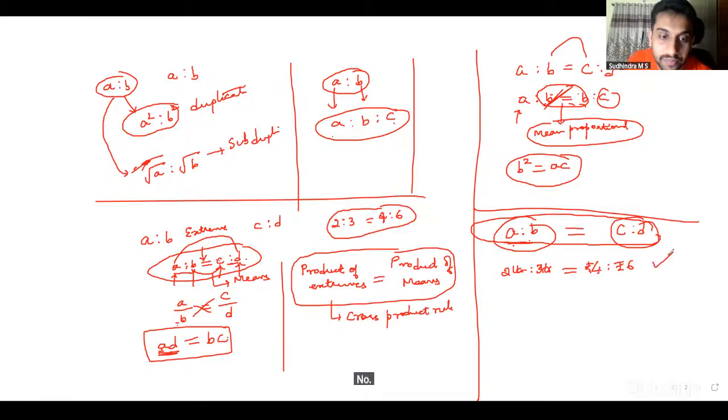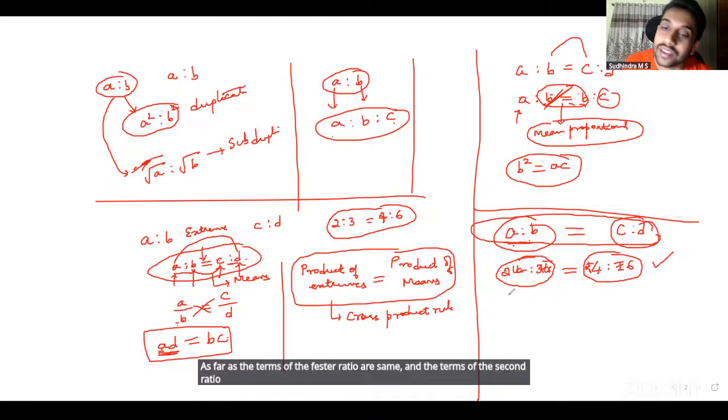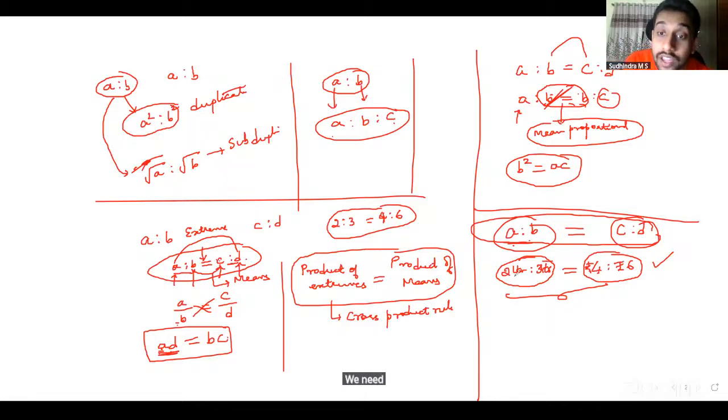We can have. As far as the terms of the first ratio are the same and the terms of the second ratio are the same, the proportion holds good. We need not have all the terms of the proportion to be the same. Are we understanding? Everyone following? Yes, sir. We make a note of this.